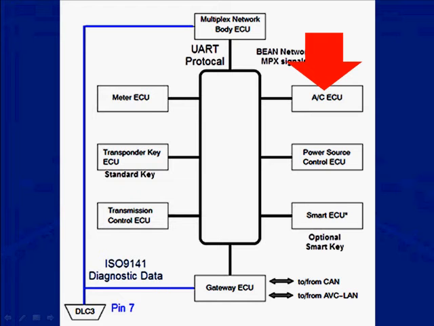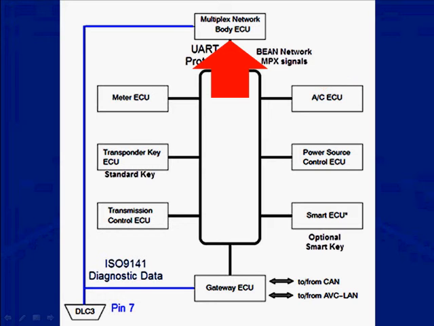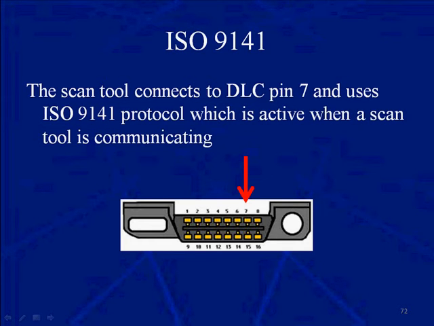And you can see if they want to leave the BEAN network, they have to go through the gateway to CAN or to AVC-LAN. So this is the body ECU, and it's going to connect and use BEAN. It's a UART protocol. I know we're calling it BEAN, but please do not get confused. Toyota calls it BEAN, so we call it BEAN. But it is truly your everyday UART signal.